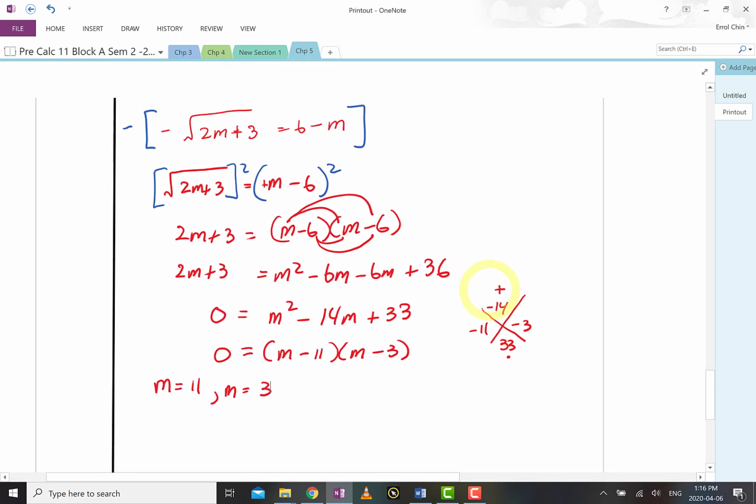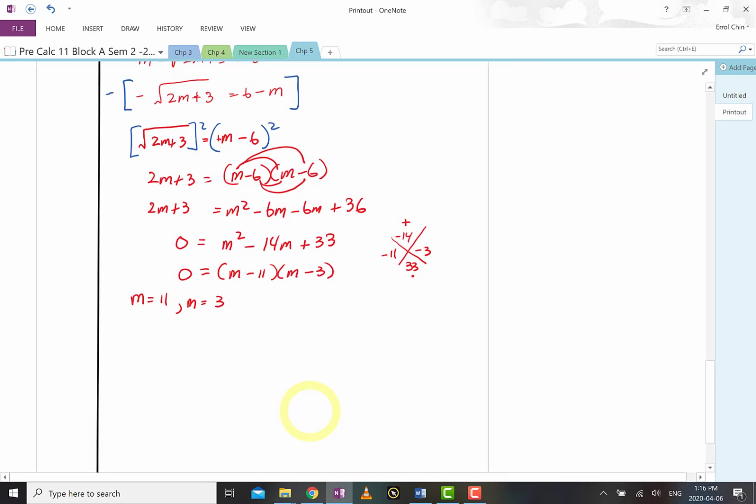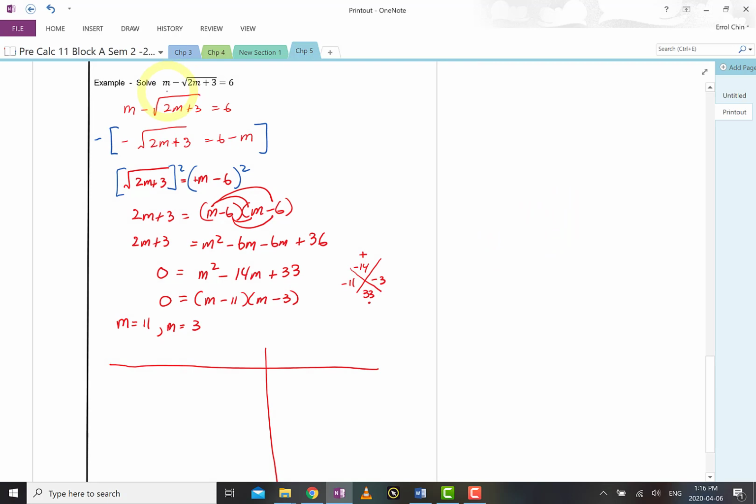Now let me shrink this down, because now we're going to verify. So let me draw this in half. I'm going to verify. And the original question was m minus the square root of 2m plus 3 is equal to 6. So I'm going to check m equals 11. Is this true? 11, subtract the square root of 2 times 11, that's 22, plus 3. Does that equal 6? Well, 11 minus the square root of 22 plus 3, that's 25. We take the square root of that. Yep, that works.